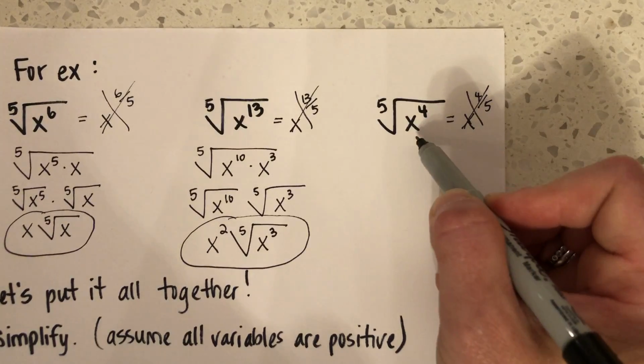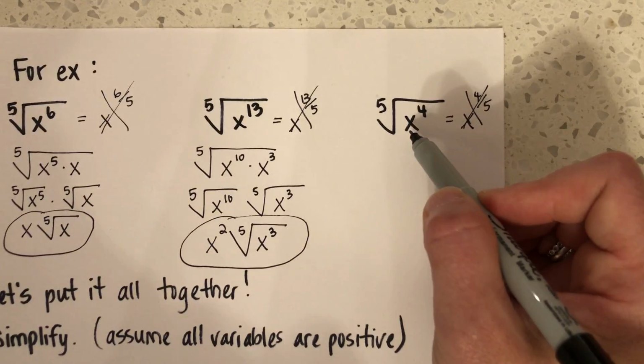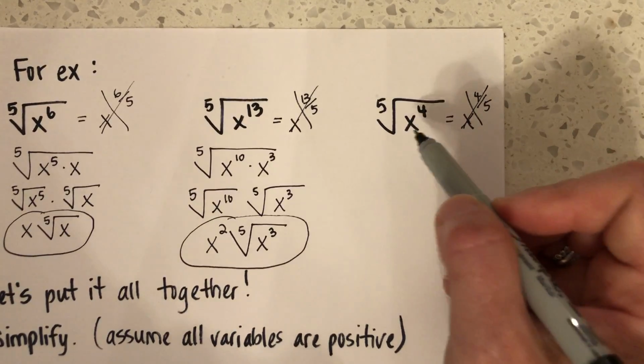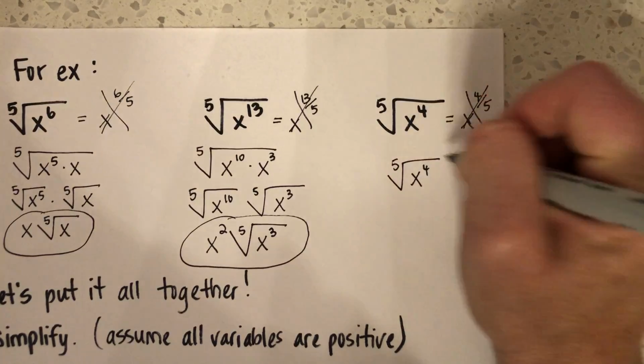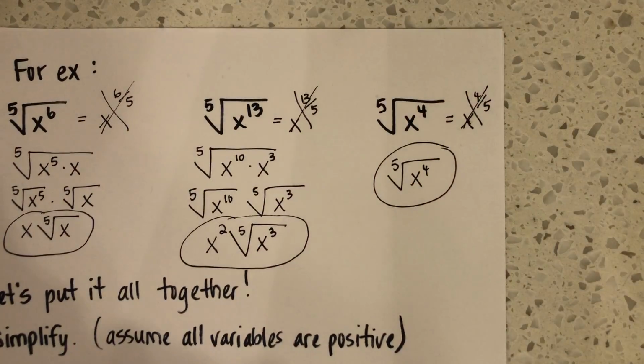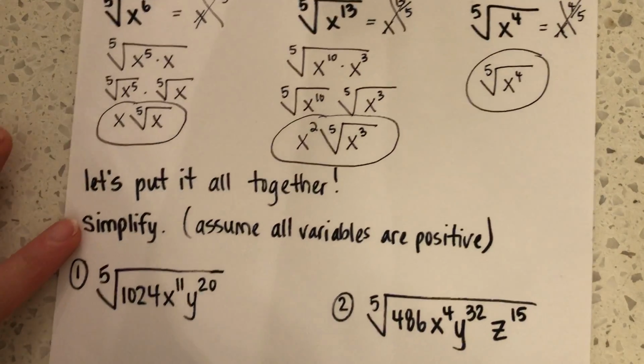as 1x to the 5th, right? Because he's only an x to the 4th, which means he's already a reduced radical and he's not going to change. The answer to this is the fifth root of x to the 4th. He's already simplified. Okay, let's put it all together. Let's try a couple and be done.